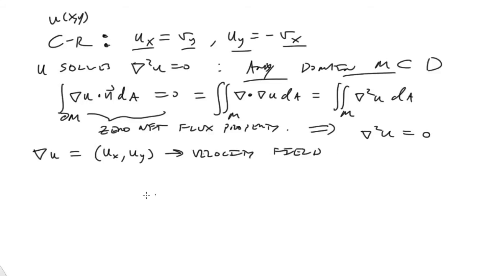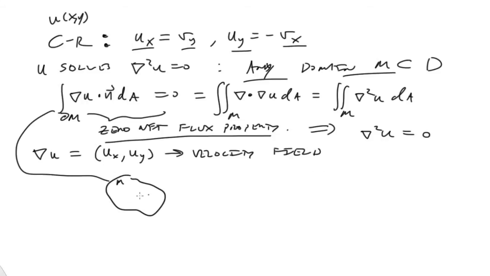Okay, it tells me where the fluid is flowing. And the zero net flux property says that we're in steady state. If I have some region M, that's my region M, and I want to talk about the fluid flowing through this region. I can draw out precisely this velocity field as a vector field. I'm drawing it as a bunch of arrows.